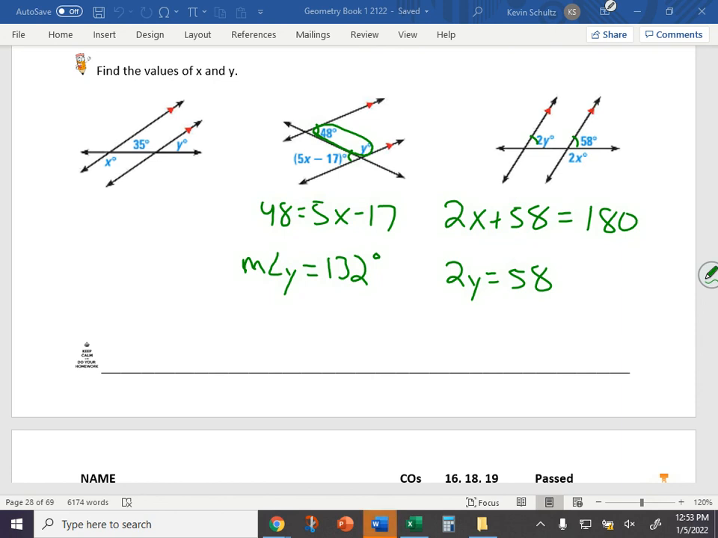For homework, I found what I want. I would like you on page 157.